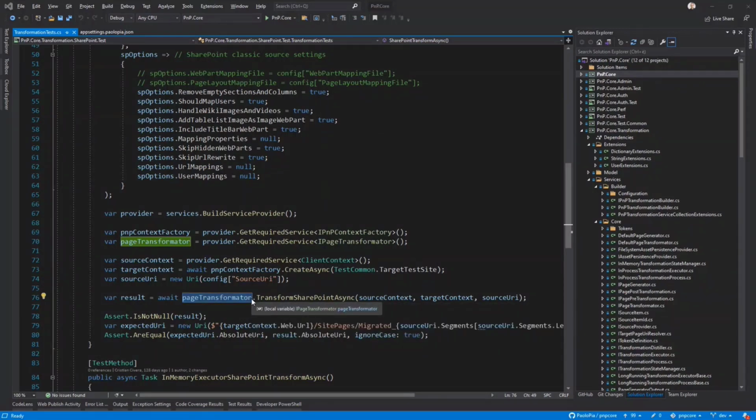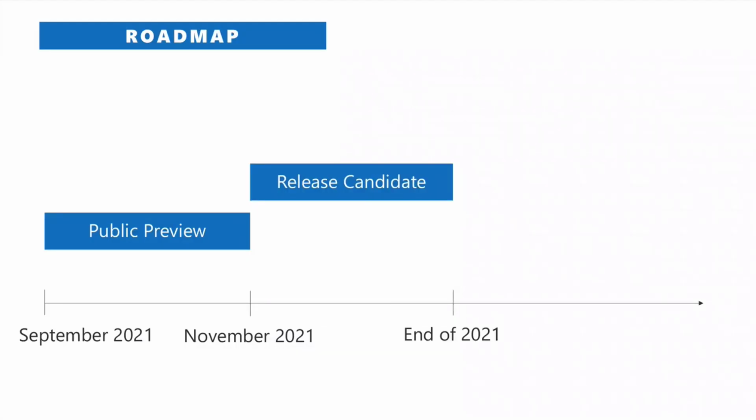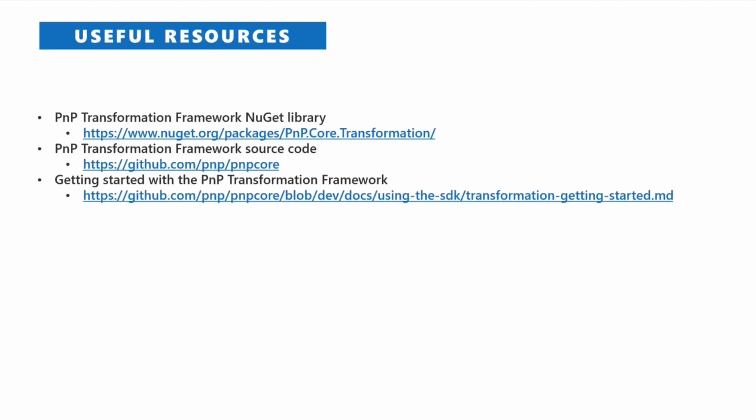So quickly back to the slides, roadmap. Now we are in public preview. We plan to release a release candidate in November, and we plan to have the general availability of this framework by the end of 2021. That's the idea. Few links if you want to dig into this topic. And that's all from our side.